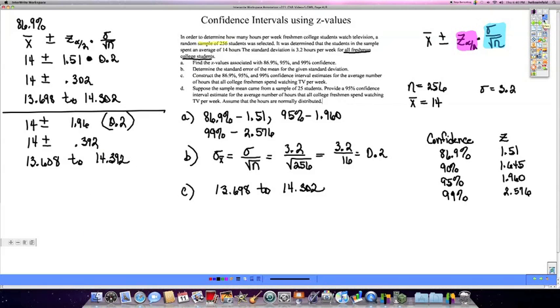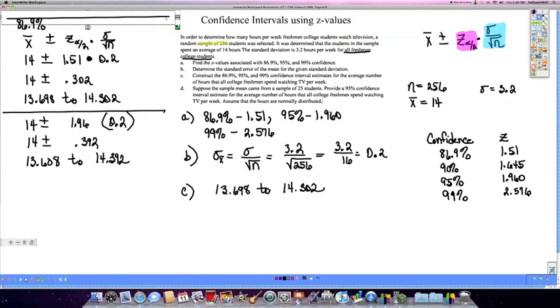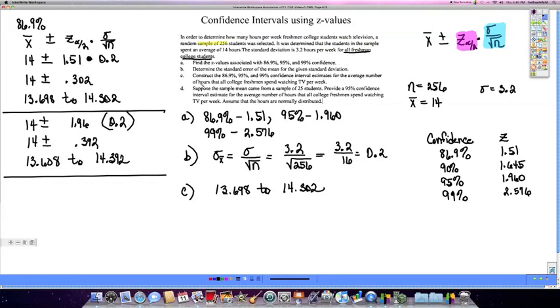And we will continue this same process to do the 99% confidence interval. The only difference is that instead of using 1.96 or 1.51, we will be using the 2.576.